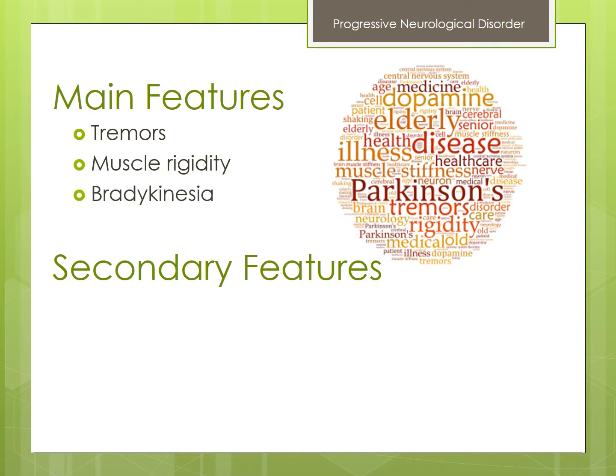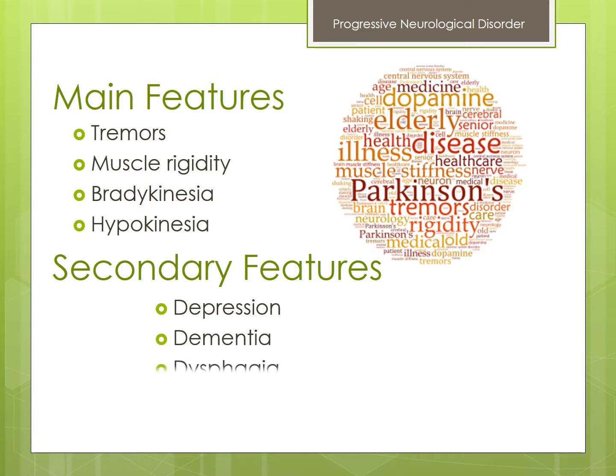Other features are bradykinesia, which is the reduced speed of movement, and hypokinesia, which is a reduced range of movement. These reductions of movement can affect balance. They can cause a person to have a shuffle-type walk, posture can be affected, and they may even experience a brief inability to move. Secondary features include depression, dementia, troubles with swallowing, hypokinetic dysarthria, and micrographia.